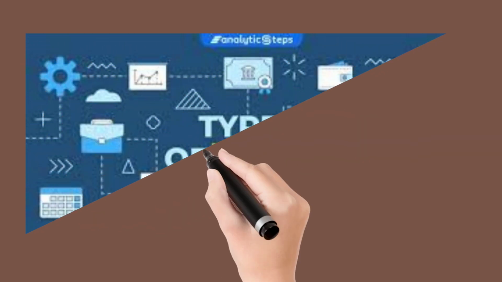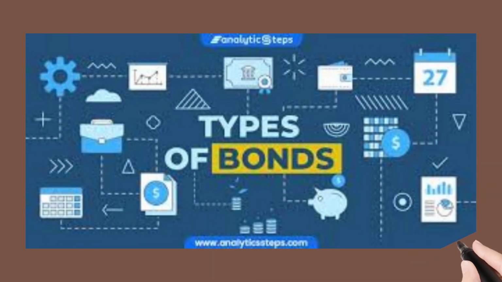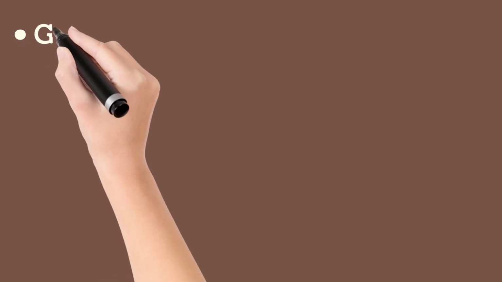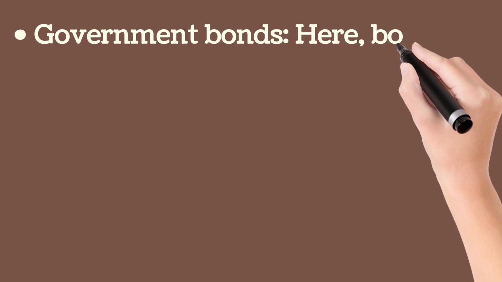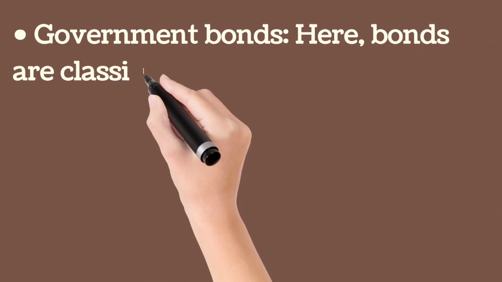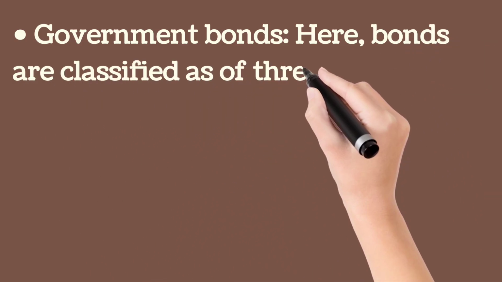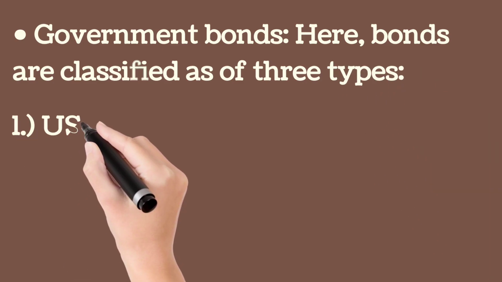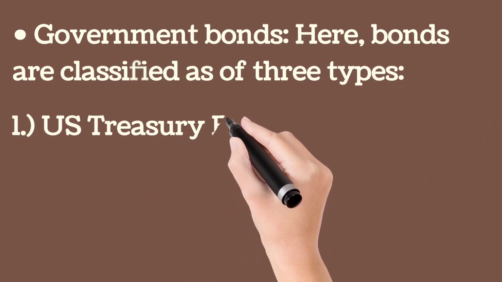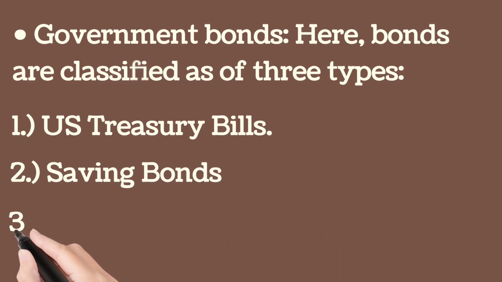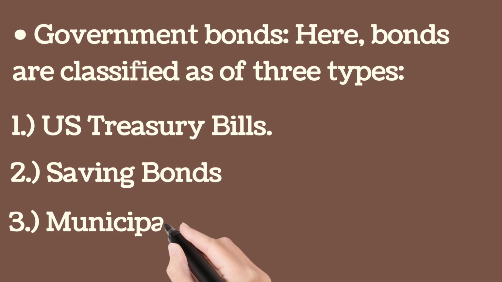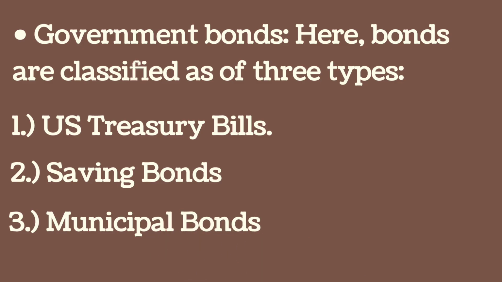So now it's time for the types of bonds. Bonds mainly are of two types. The first one is government bonds. Here bonds are classified into three types: US Treasury bills, savings bonds, and municipal bonds. These bonds are much safer than the other bonds.